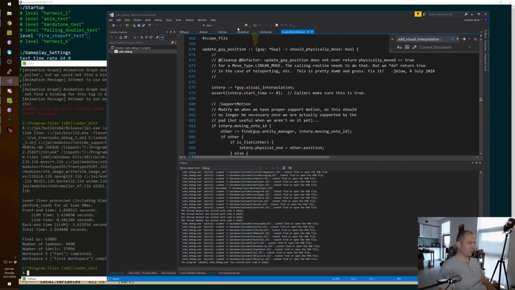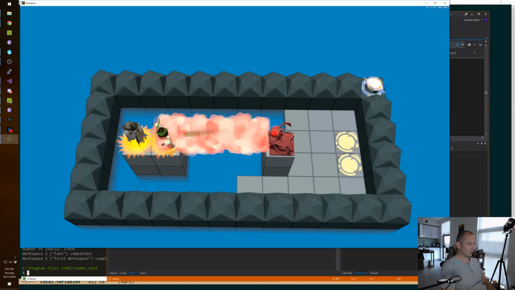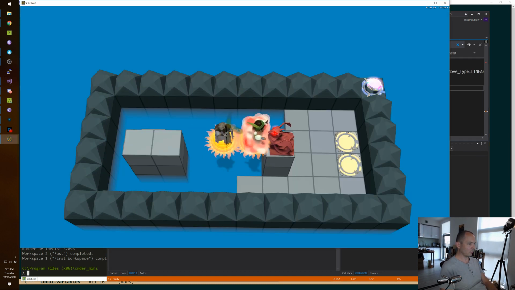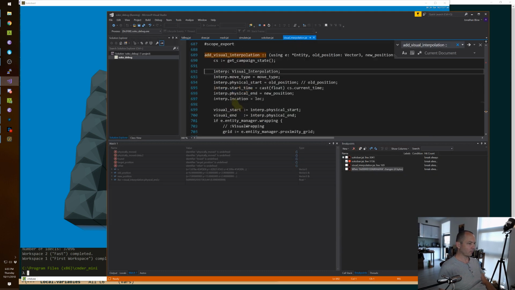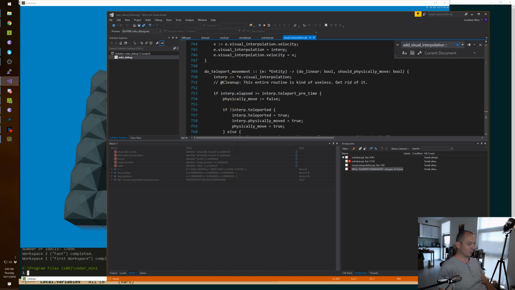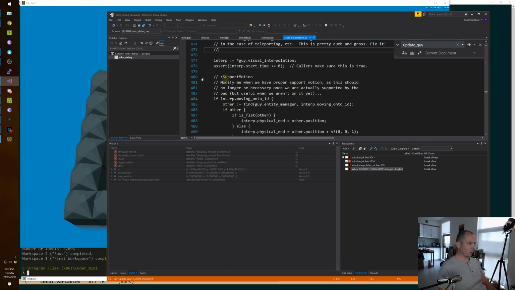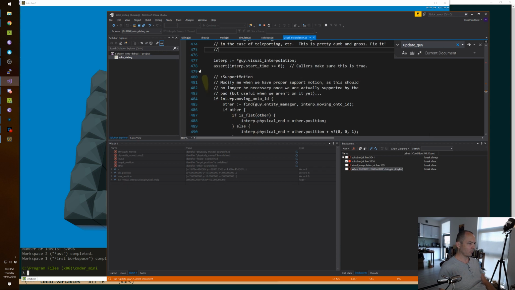So update guy position. We were already at the right routine. So here, whoops, we don't want to break yet. All right, so now, where's update guy position? So we're not going to put a breakpoint here yet, but sometime when this dude's floating up, now we break in update guy position.